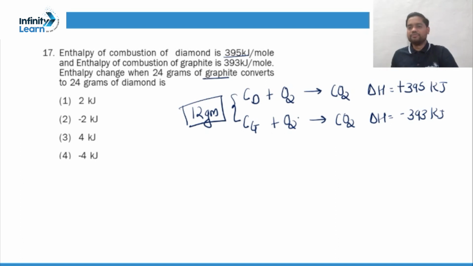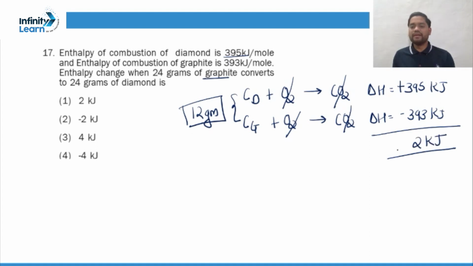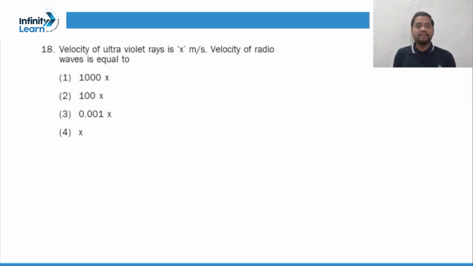Clear? So if I add both the equations now, oxygen and oxygen will get cancelled, CO2 and CO2 will get cancelled, and what will be the value over here? It will be 395 minus 393, so that is 2 kilojoule. This is for 12 grams, right? 12 grams gives 2 kilojoules, so 24 grams will give you 4 kilojoules. So the answer is 4 kilojoules. Clear?